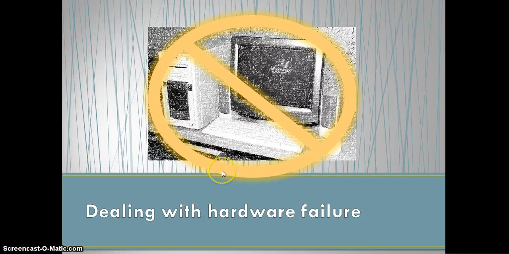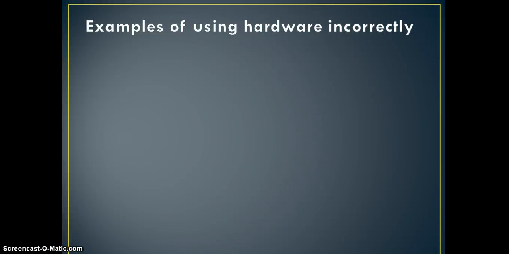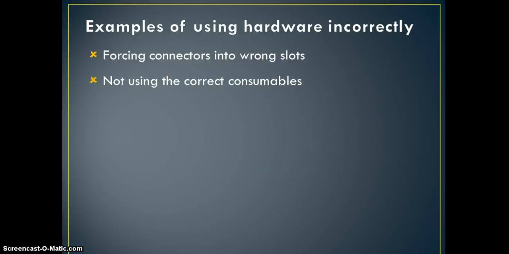So, dealing with hardware failure. Why do our computers not always work all the time? Why does it fail? Well, examples of using hardware incorrectly. Things that we do that mess up our computers. First of all, we force the connectors into the wrong slots. How many times have you taken a flash drive, tried to put it into the USB port, and you push too hard and it might break the USB port? So you must be careful of that. You can break the pins, you can break the connector, and it does happen.